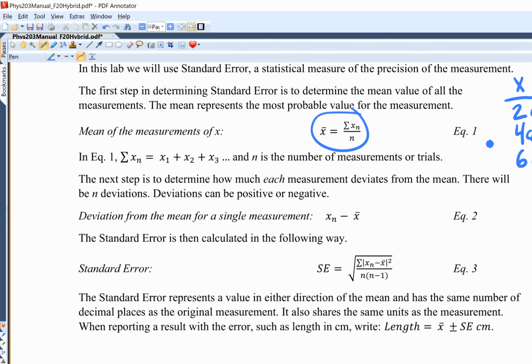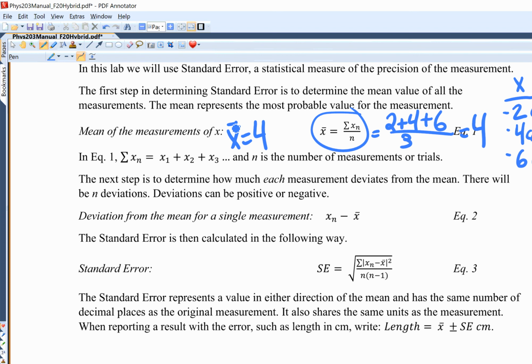But if I want to know what the average is, I would say x bar is equal to the sum of those individual values, 2 plus 4 plus 6, divided by the total number. Right, there are 1, 2, 3 values there. So that's 12 divided by 3, which is equal to 4. So x bar, the average or the mean, is equal to 4.